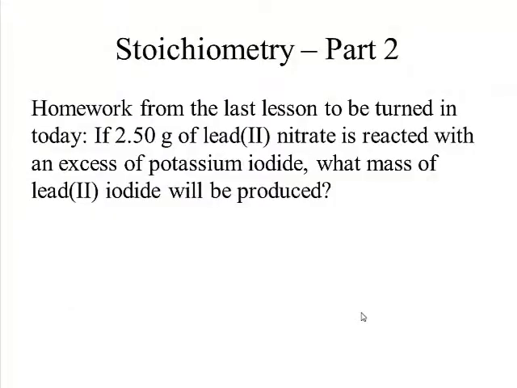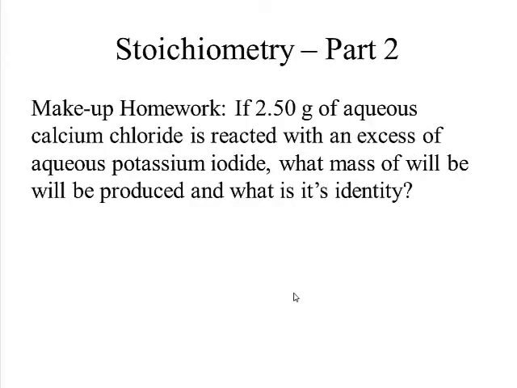So the homework problem says that we're starting with 2.50 grams of lead 2 nitrate, an excess of potassium iodide, and it asks you how much lead 2 iodide will be produced. So we're going from one chemical species to another in this question. We're going from lead 2 nitrate to lead 2 iodide.